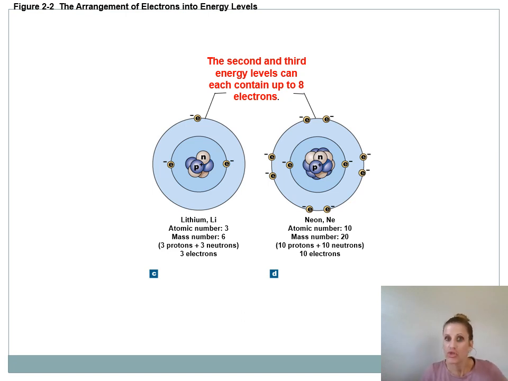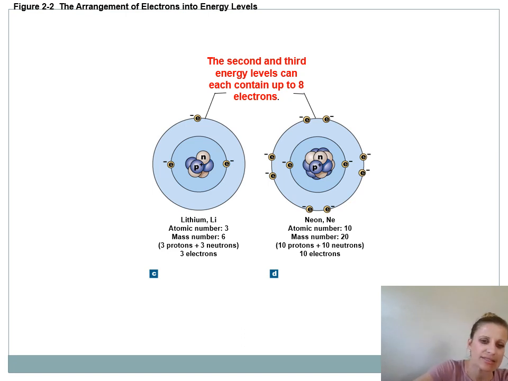Now let's do 2 more examples so you're really comfortable with it. These atoms are a little bit bigger. So now we're going to have to move on from the first shell. We're going to have more electron shells to hold more electrons. Lithium is atomic number 3, right? So that tells us it has 3 protons and 3 electrons. Its mass is 6, so that means it must have 3 neutrons as well.